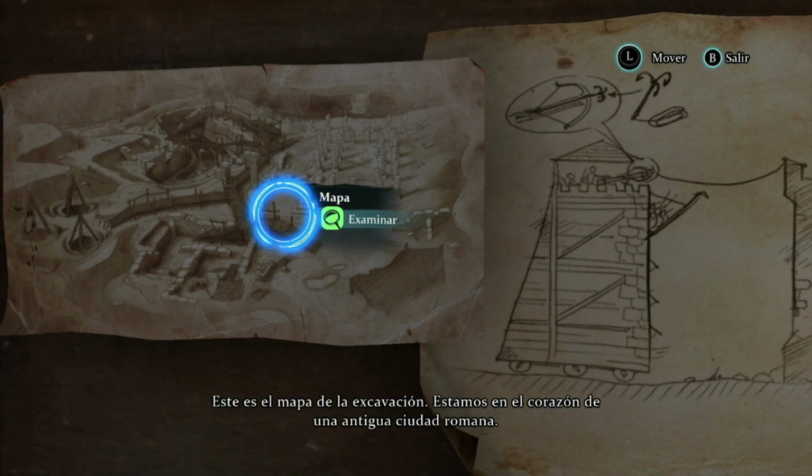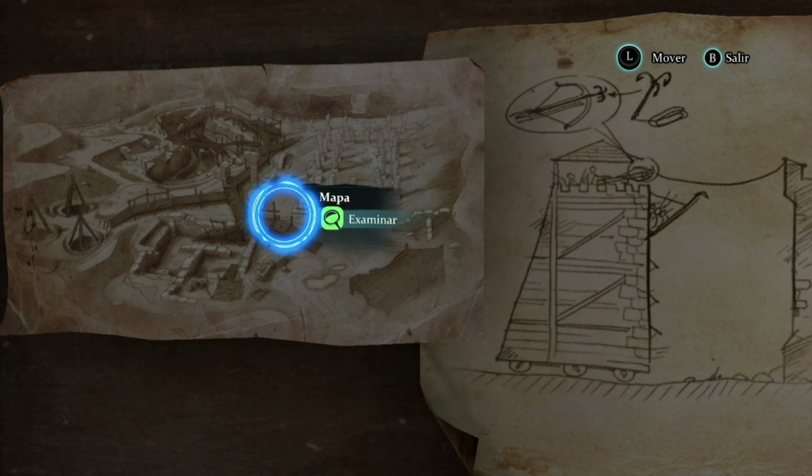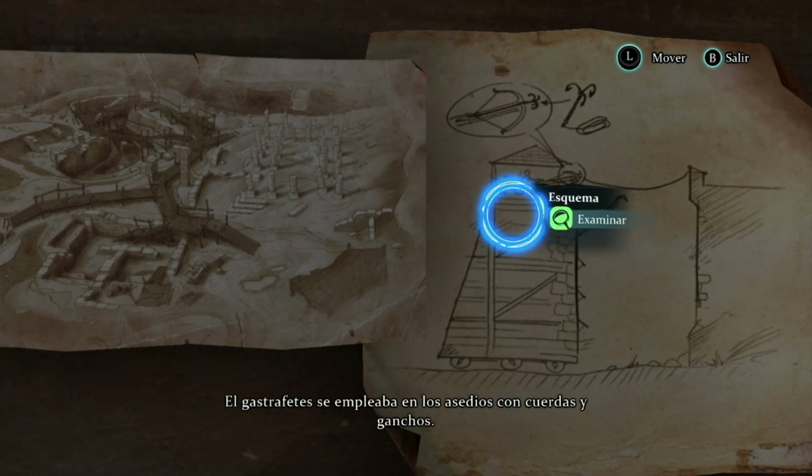This is the map of the site. We are at the heart of an old Roman city. The gastrofetes were used with ropes and hooks for sieges.